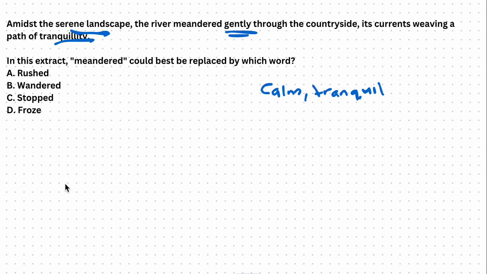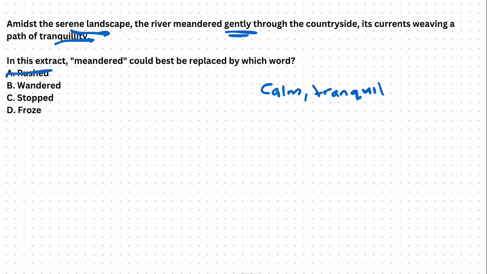In this extract, meandered could best be replaced by which word? A, rushed. Does rushed sound like calm and tranquil? No, and it would not fit in. If we had to say, amidst the serene landscape, the river rushed gently through the countryside, its currents weaving a path of tranquility. Someone who's rushing is the opposite of someone who's calm. So immediately we can say, nope, that's not it.